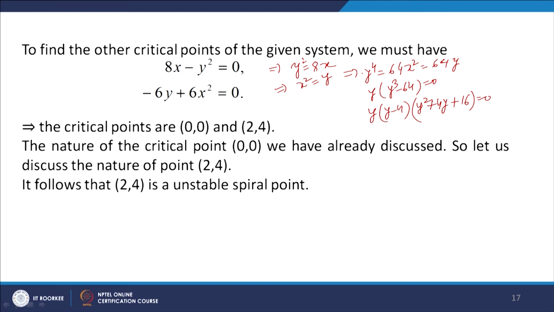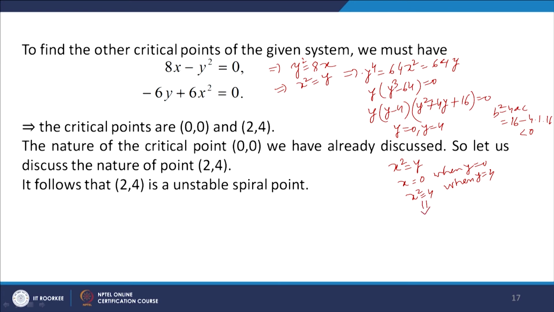Now, the real solutions of this equation, you can see, are y equal to 0 and y equal to 4. The equation y square plus 4y plus 16 does not give us a real solution, because b square minus 4ac is equal to 16 minus 4 into 1 into 16, which is negative. So, the real values of y are 0 and 4, and x square is equal to y. So, x is equal to 0 when y is 0 and x square is equal to 4 when y is 4.